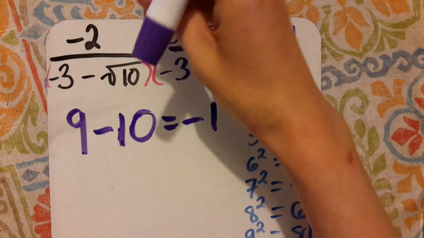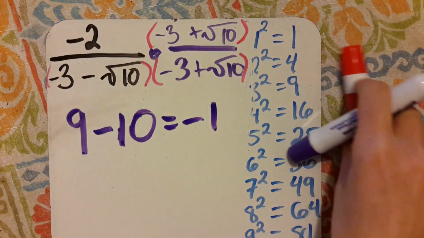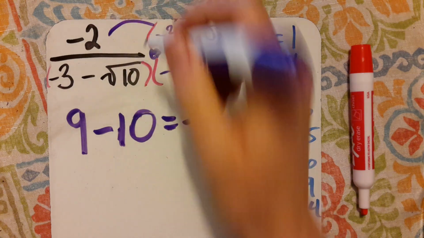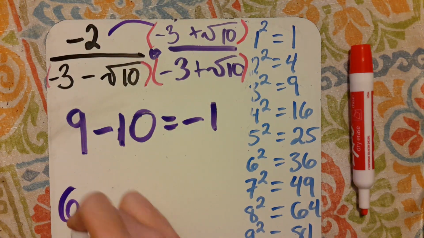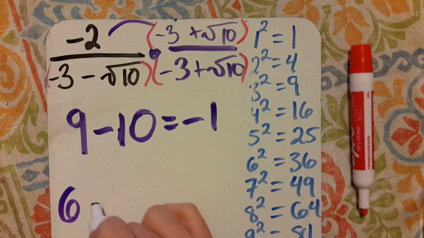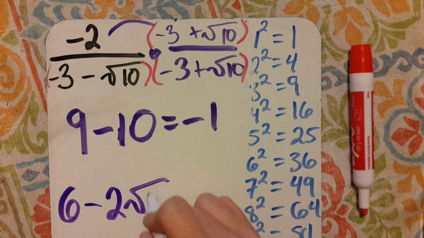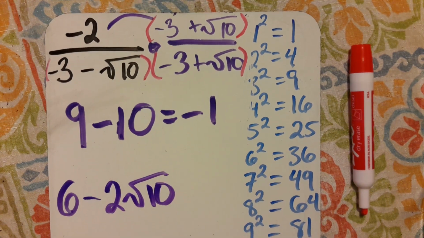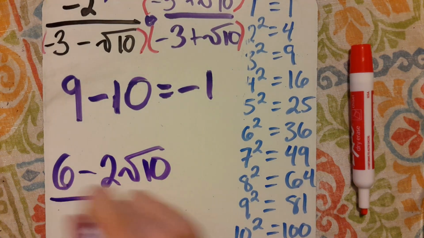Now I'm going to distribute on the top. So negative 2 times negative 3 is a positive 6. And negative 2 times a positive square root of 10 is going to be a negative 2 square root 10. Can you see up there? Okay.